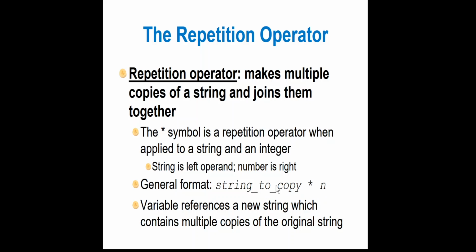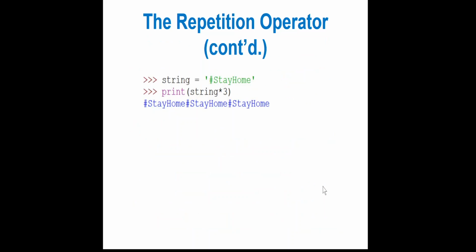It's very similar to the list that we explained about before. You provide the string that you are interested in repeating and the number of times to be repeated, and you provide an asterisk in between, and that will allow you to get a number of copies based on the integer number that you are providing here. Have a look at this.